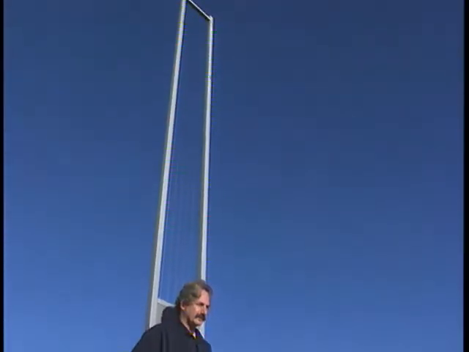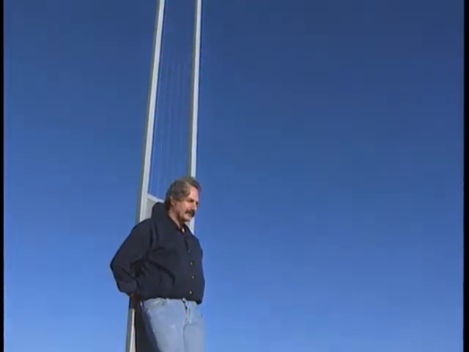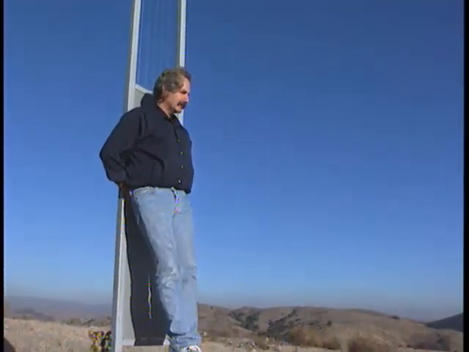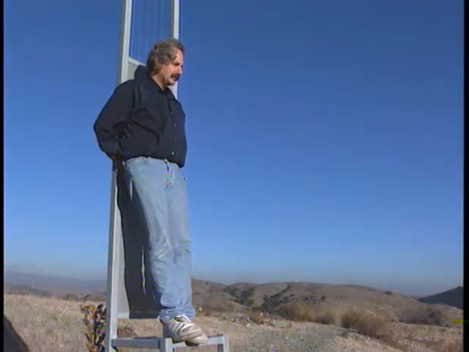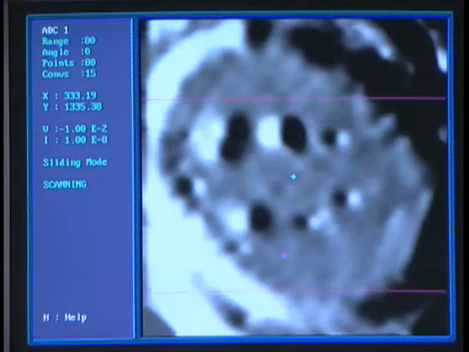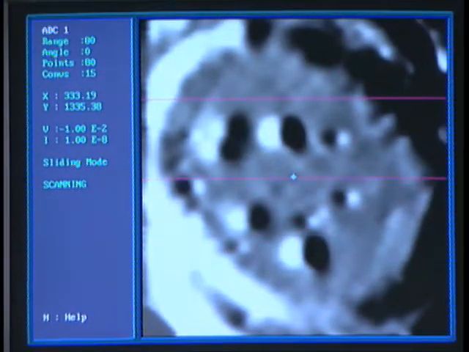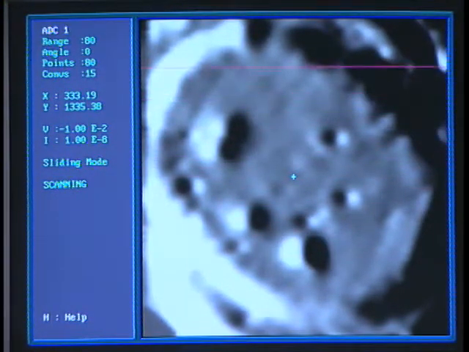Don Eigler is using electrons in a radical new way to actually image atoms on surfaces. And he not only looks at individual atoms, he can move them around too. To do this, he uses a scanning tunneling microscope.